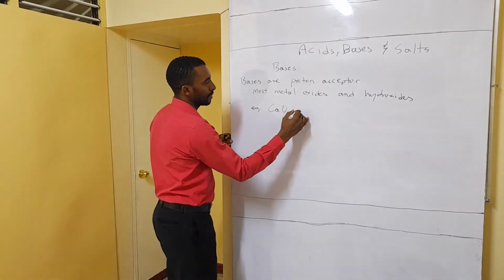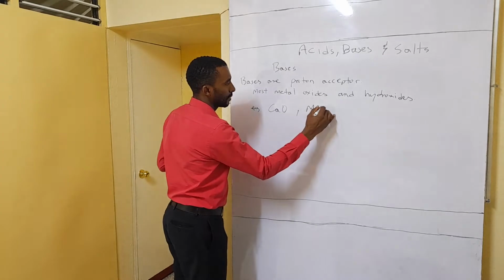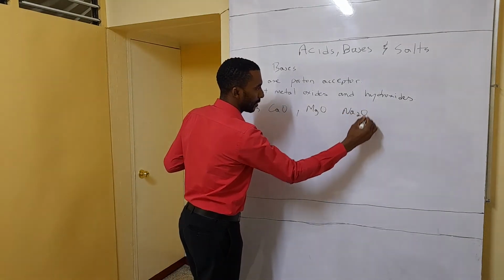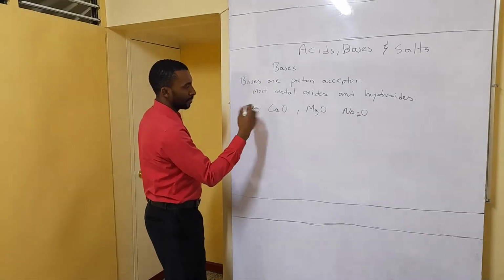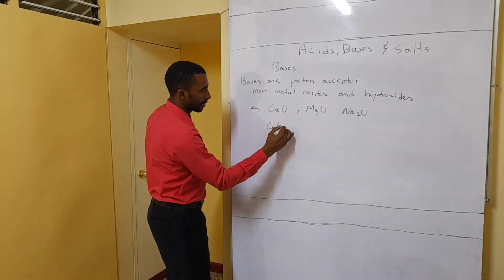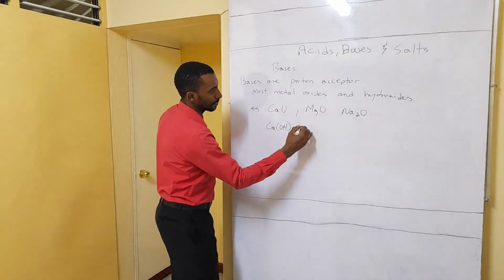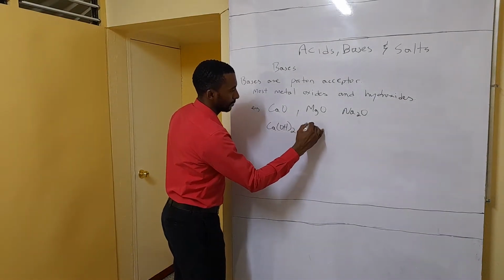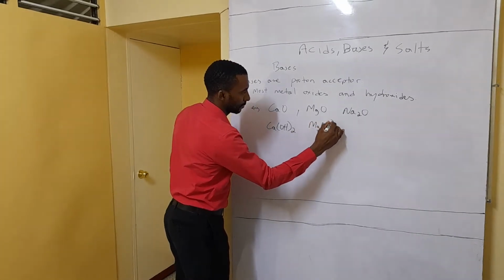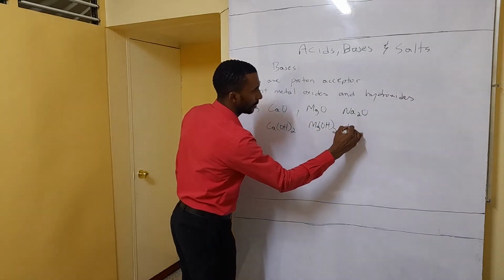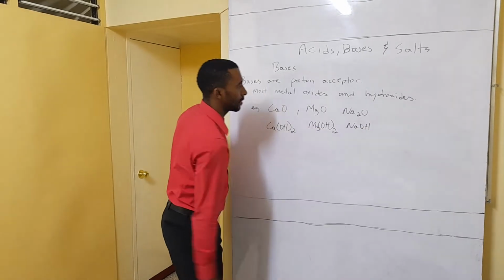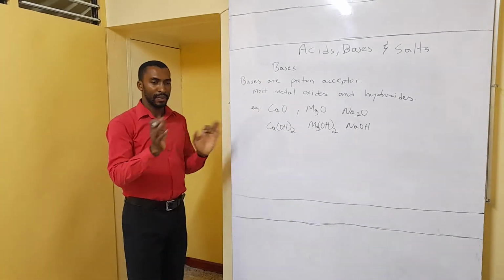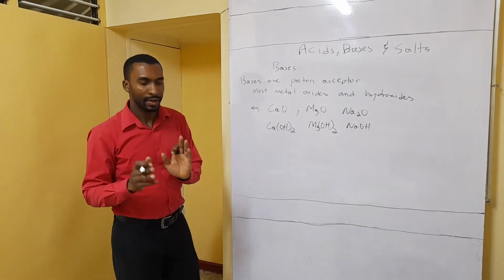Calcium oxide, magnesium oxide, sodium oxide. You could also have calcium hydroxide, sodium hydroxide. So they are basically opposite to the acid.